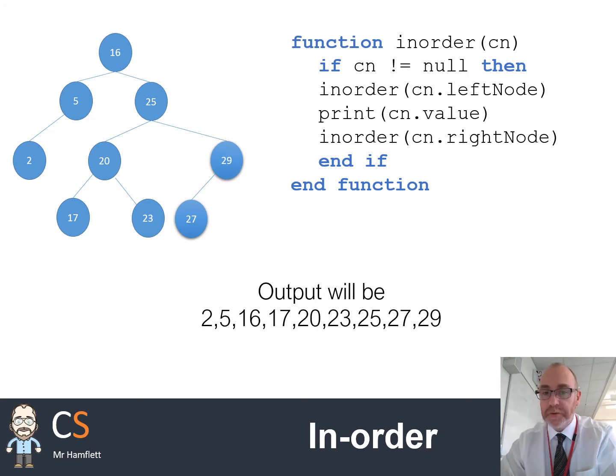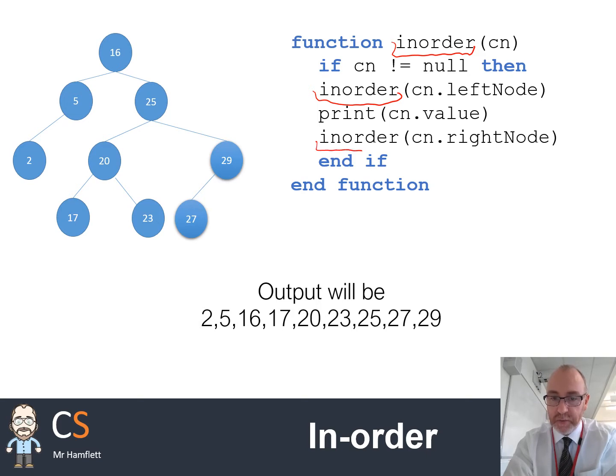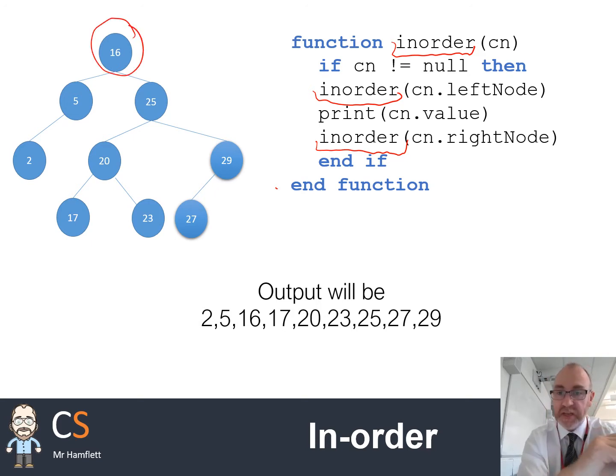So in order we use a recursive function. Notice we have the name of the function inorder here, and then we have inorder here and inorder here. This recursive function is a bit different to the ones we are used to because there is no return. However, remember very, very clearly, when a function ends, we always return. So here I've got the value of 16, so I call inorder on 16. The first thing we do is check to see whether it's null or not. Well, it's not, it's 16, it's not null.